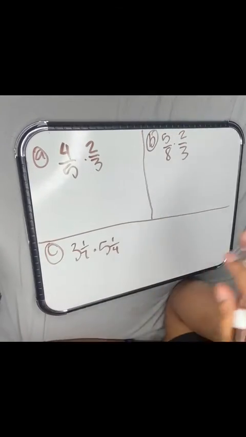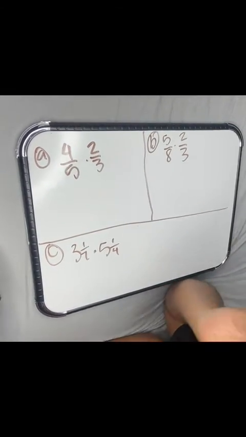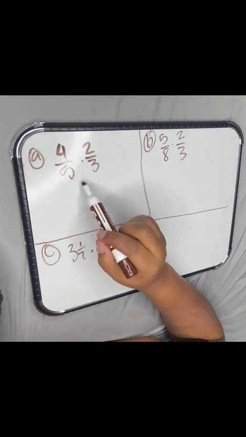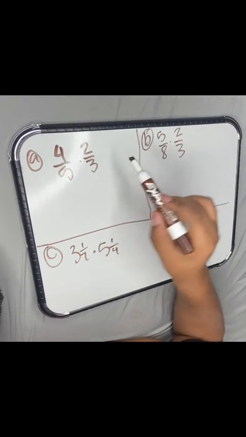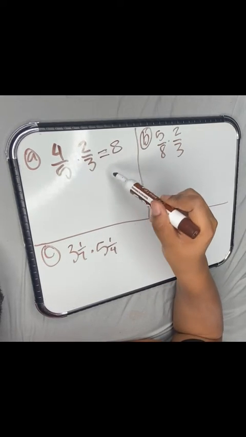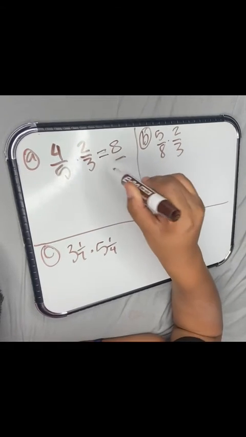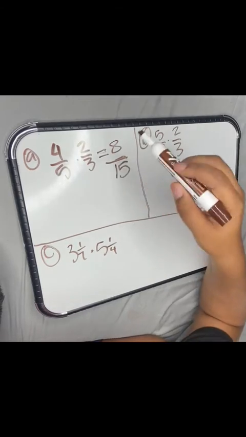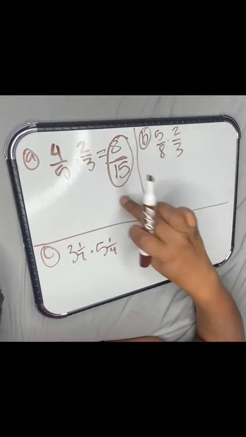So moving on with some more examples of multiplication, we're going to go ahead and do these. So going across, 4 times 2 is 8, and 3 times 5 is 15. That can't be simplified, so that leaves us with 8/15 as our final answer.